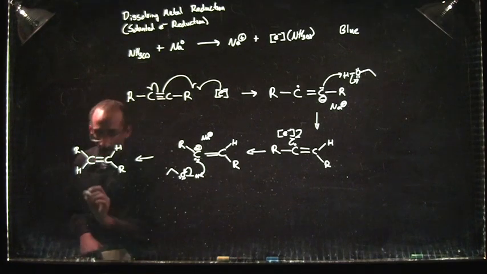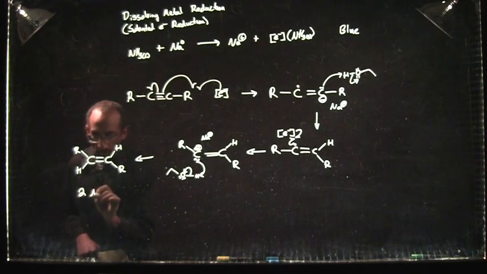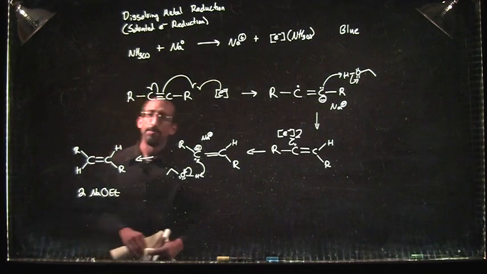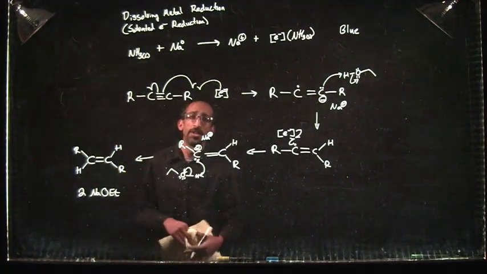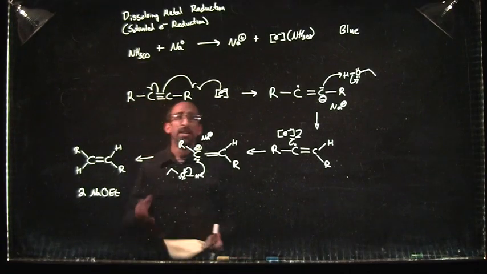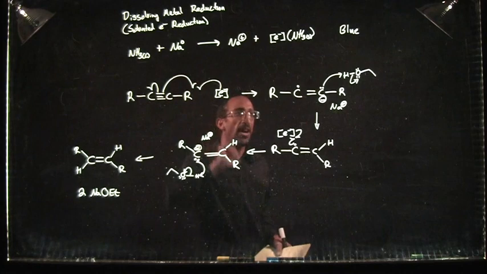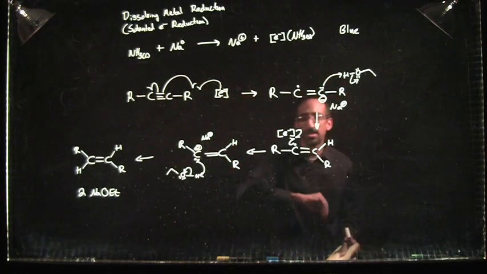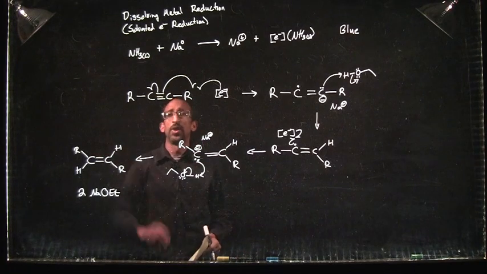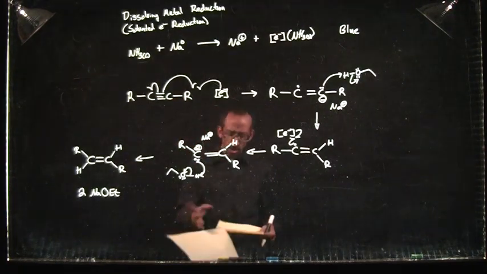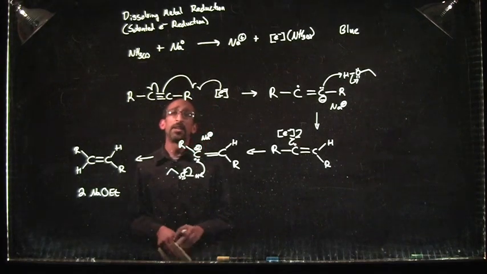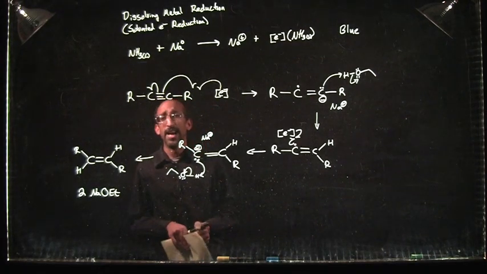And along the way, we formed two molecules of sodium ethoxide. So this is the arrow pushing that I expect you to know for our dissolving metal reduction. It's a combination of radical processes and polar processes which allow us to convert an alkyne to a trans alkene. Okay. We have one more reaction for this topic, so I'm going to clear off the board and look at the last one.